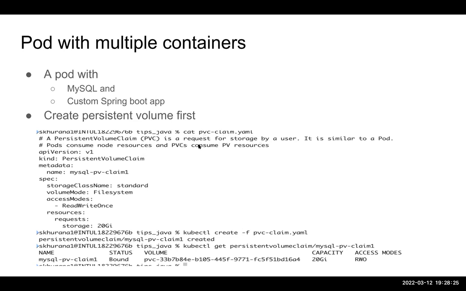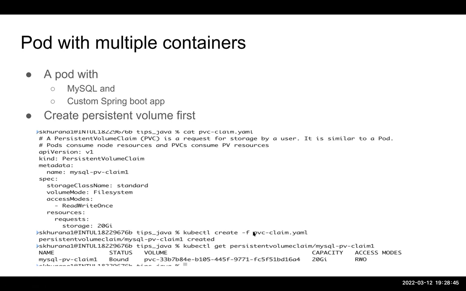This is a YAML I have created. API version is v1, kind is PersistentVolumeClaim. Some metadata, and this is the name I am giving. This is the spec. There are various storage class names, I have given standard. Volume mode is Filesystem. Access mode is ReadWriteOnce. In resources, I'm requesting 20 GB.